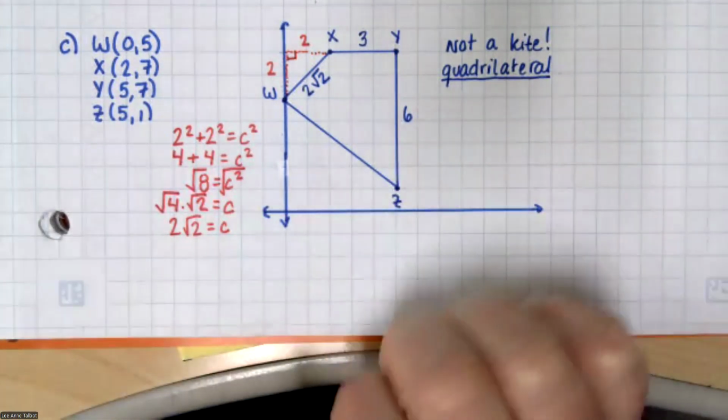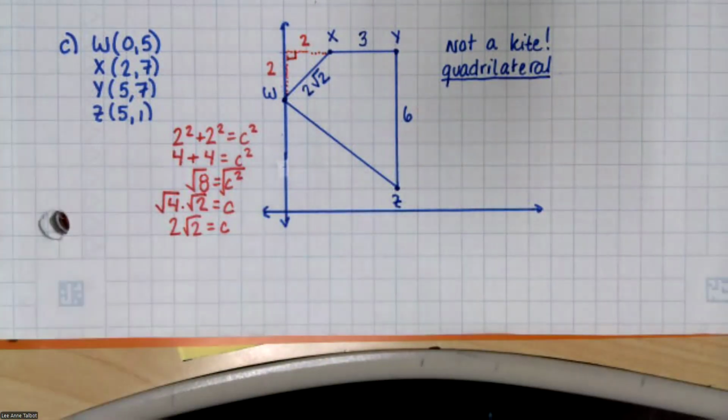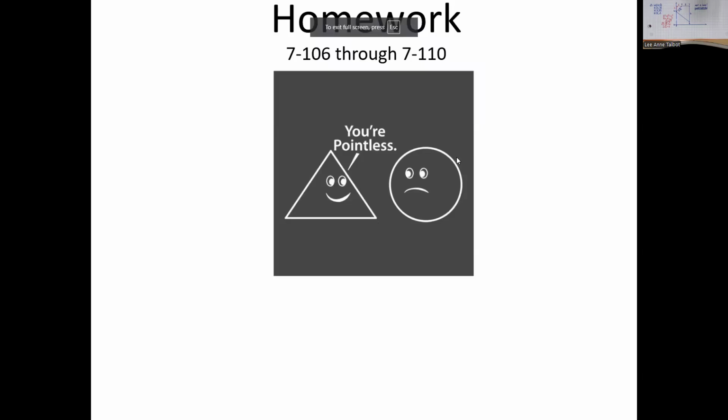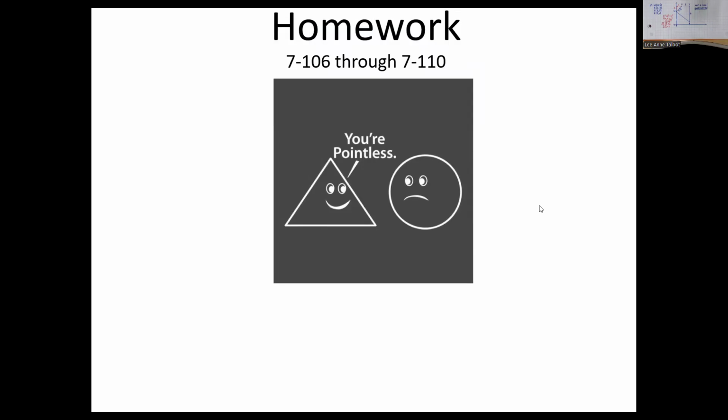All right, let's see your joke for today. It's going to be wonderful, I hope. All right, here's your homework: 106 through 110, and there is my joke. Somehow I feel like I need that on a t-shirt. Yes.